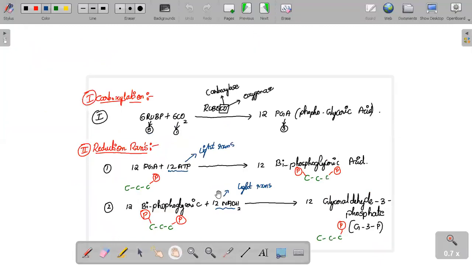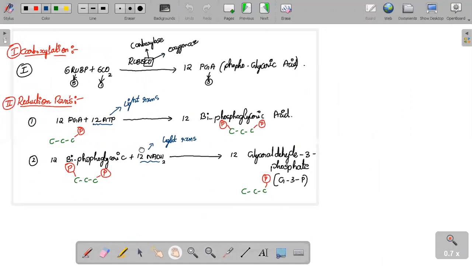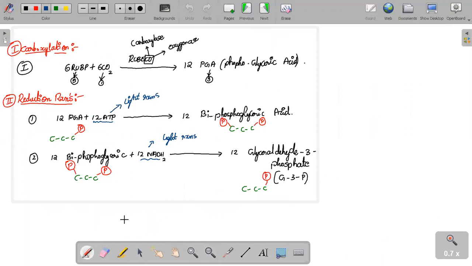Everyone listen to me carefully. Here is an interesting point: at the end of the reduction reactions, how many G3P molecules are you having? You are having 12 G3P molecules. In that, you have to remove 2 G3P molecules. Remaining, how many G3P molecules will be there? The remaining 10 G3P molecules will be there.